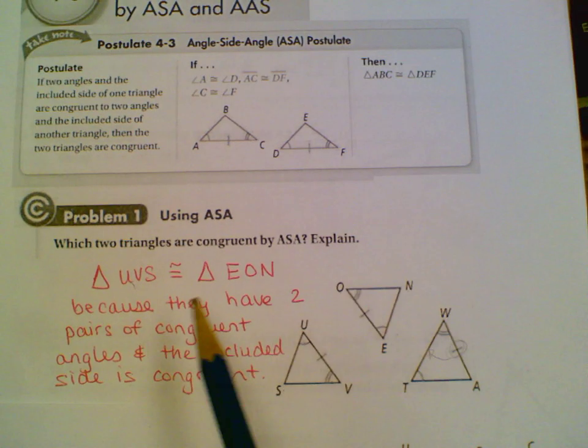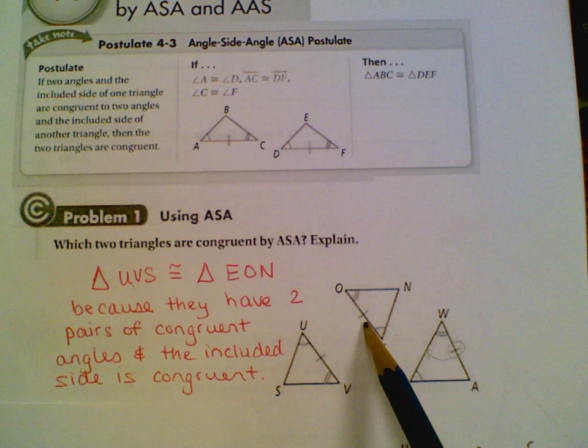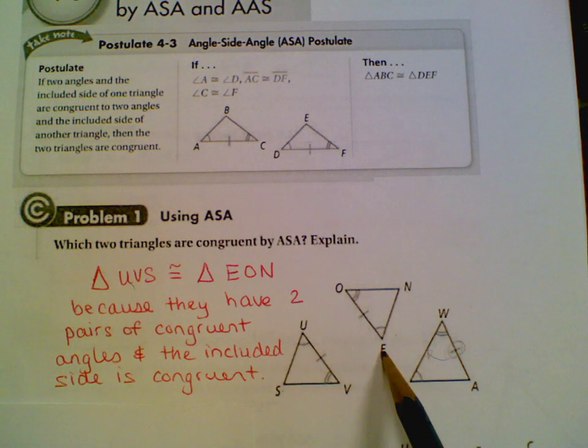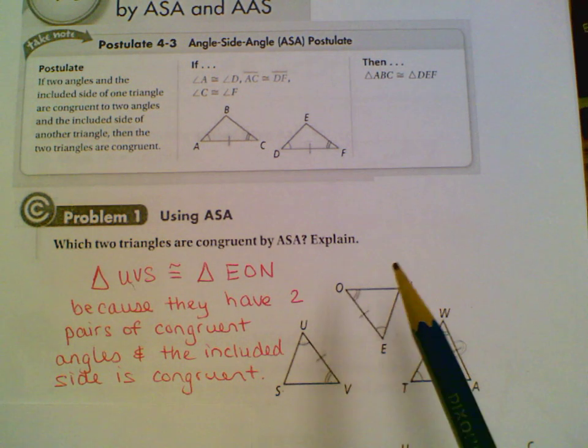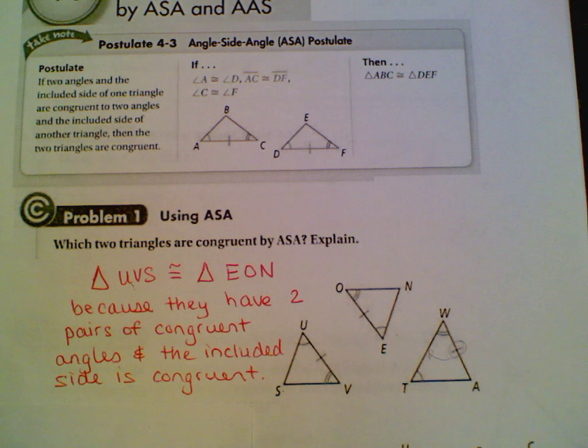And it's important that when you write out your congruency statement that you're again matching up those corresponding parts. So make sure U and E match and then V and O match. So then my explanation was because I had two pairs of congruent angles and the included side is congruent. I need you to pause the video and try the got it question.